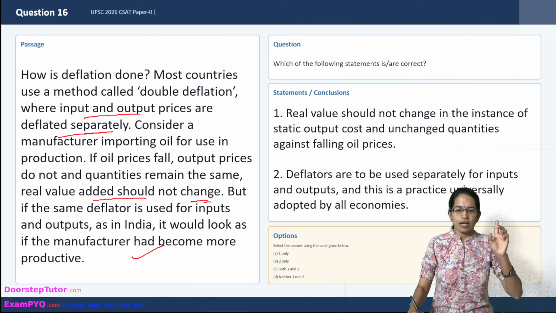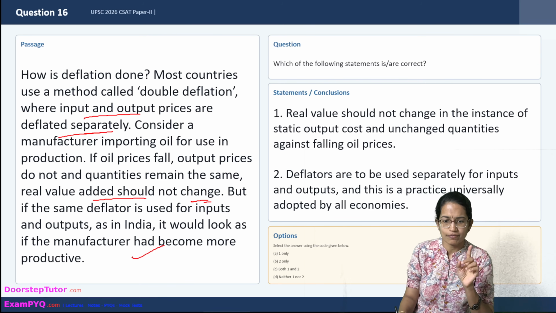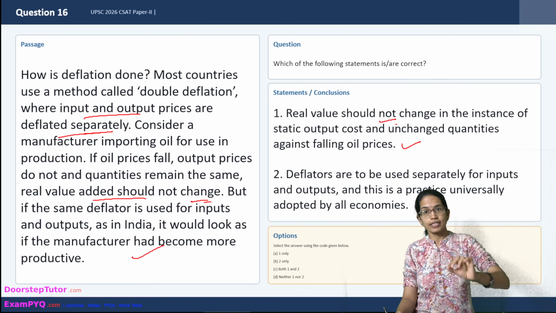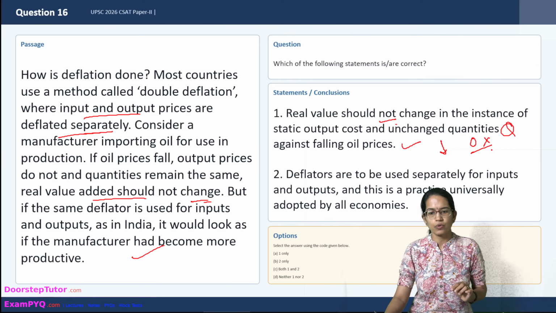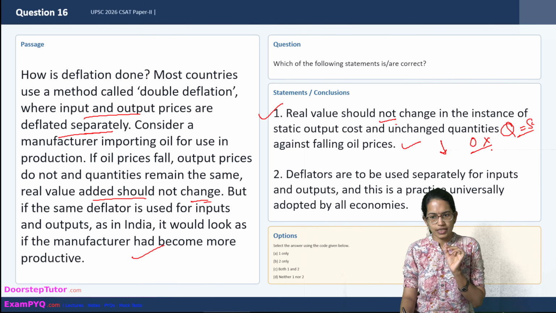Now, based on this, what we can understand is that statement 1, which is given here, actually clearly explains it, because the real value should not change in the instance of static output cost and unchanged quantities falling against oil price. It says that if the oil price falls and the output does not, that means the quantity remains the same and then the real value should not be changed. So this statement is correct.